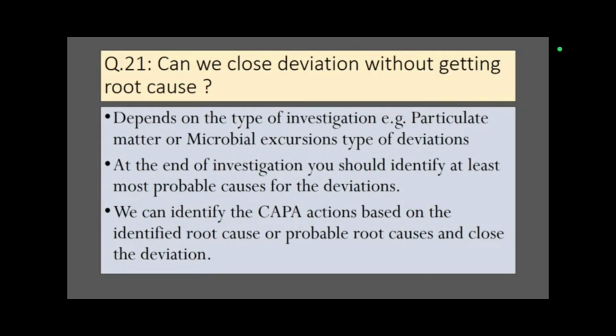Next question, can we close a deviation without getting the root cause? Answer is, it depends on the type of investigation. For example, with particulate matter or microbial excursion type of deviations, it is very difficult to get the exact root cause. Finally, at the end of investigation, you should identify at least the most probable causes for the deviation. We can identify the CAPA actions based on the identified root causes or probable root causes and close the deviation.